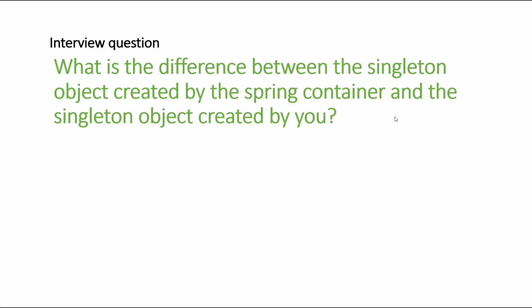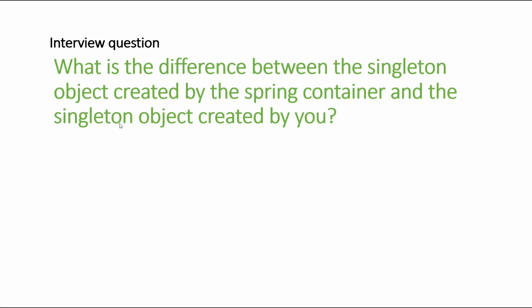right? It is a single object, that is a single instance per container. If we have multiple containers, again we will have multiple Singleton objects, one per container, right? Whereas the Singleton object created by you means if I create my own Singleton class, then definitely I will make it Singleton throughout the application, right? It is not per container.